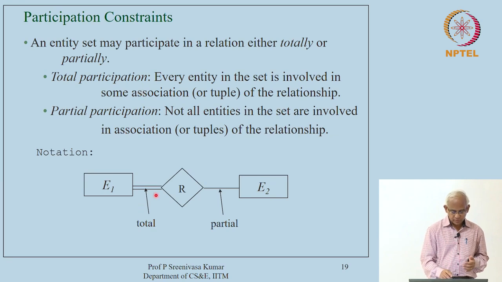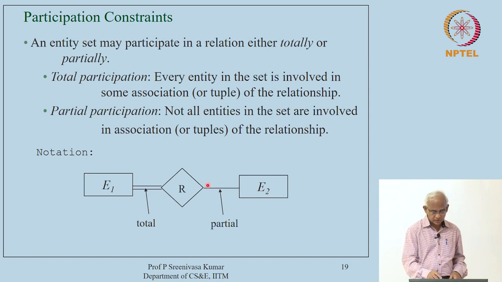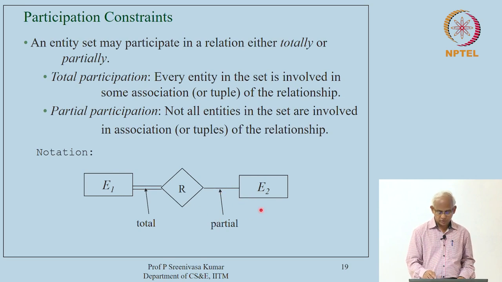And the diagrammatic notation for that is that if it is total participation, then we put 2 lines connecting the entity to the relationship. Now, let me give you some examples of this. If it is just a single line, then it is a partial participation.